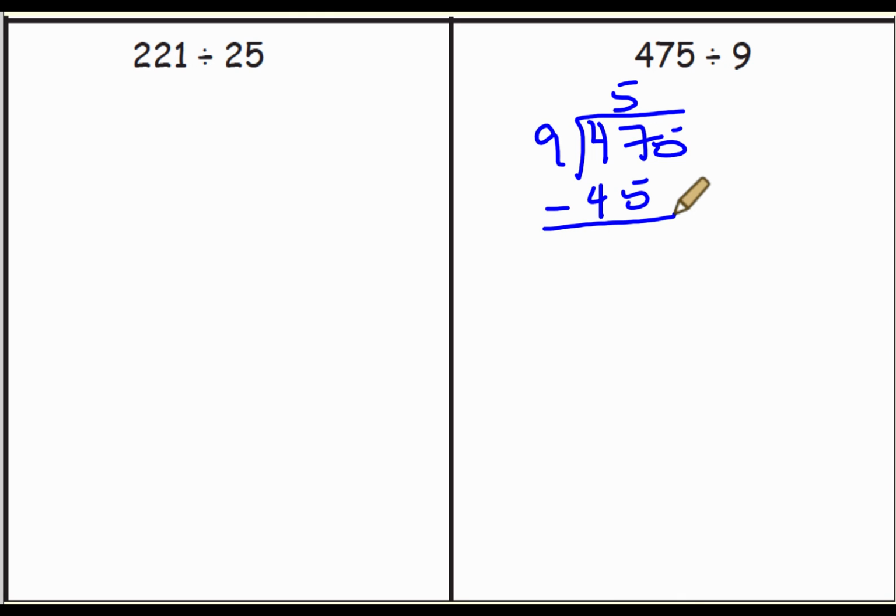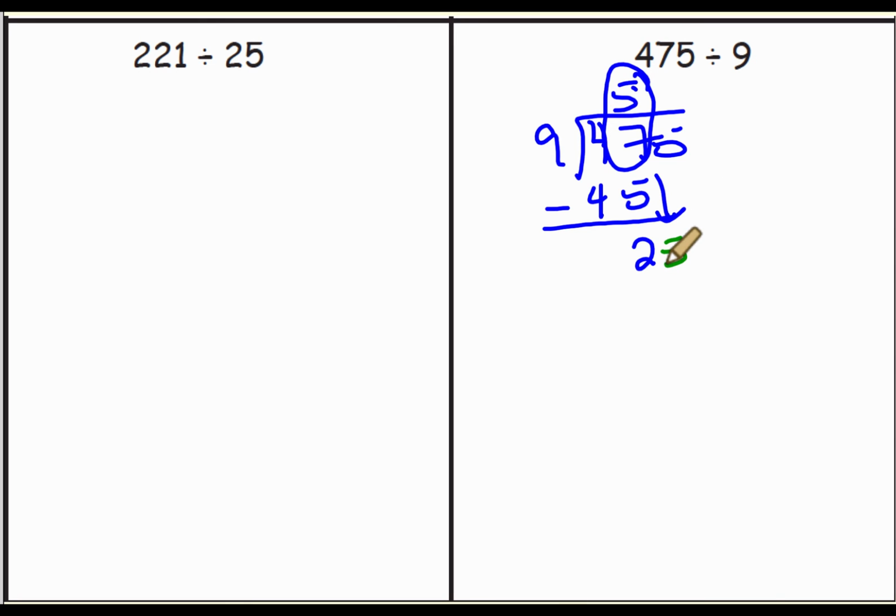So let's look at this third one. We have 475 as our dividend divided by 9. How many times does 9 go into 4? 0. How many times does 9 go into 47? 5 times. And 5 times 9 is 45. And remember, use your vertical placement so that we know we're putting 9 into 47 because the 5 is above the 7. So 47 minus 45 is 2, and I bring down the 5.